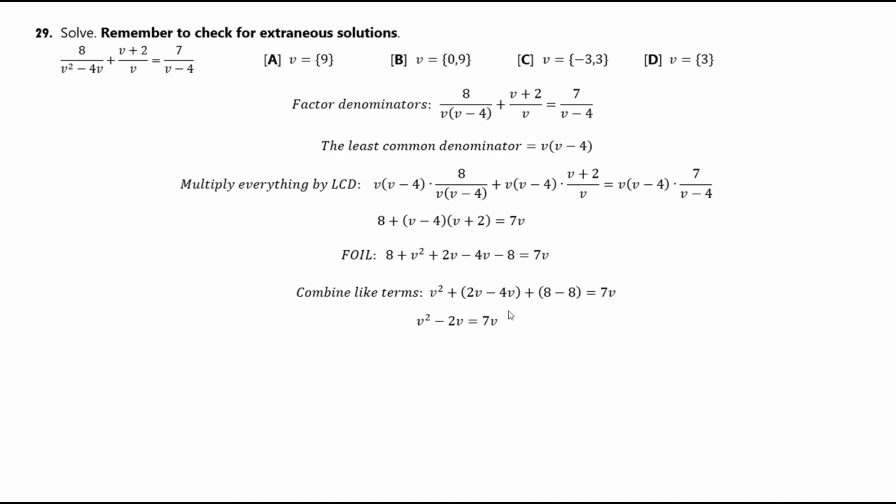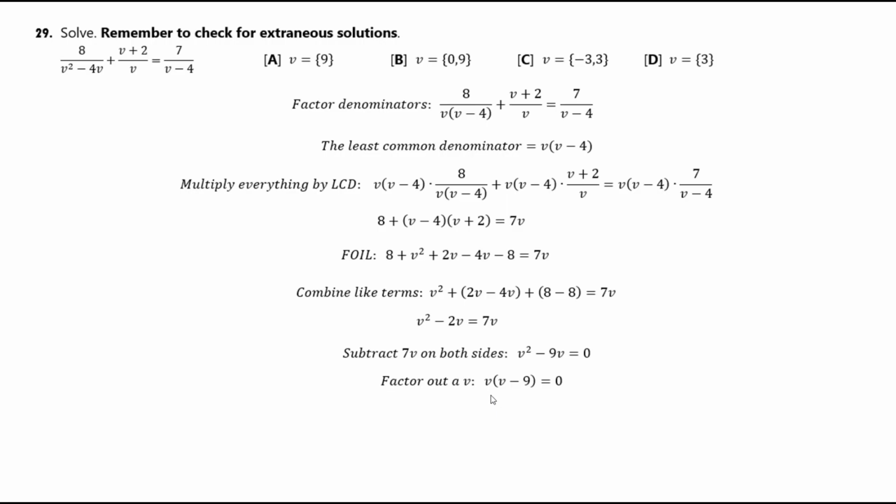Now we're going to go ahead and solve. So since this is quadratic, we need to move the 7v over to the left side. Move everything to one side. So I'm going to subtract it on both sides. Negative 2v minus 7v is negative 9v. We can factor this by pulling out a v. So we're going to go ahead and factor that out. When we pull that out, we get v times v minus 9.